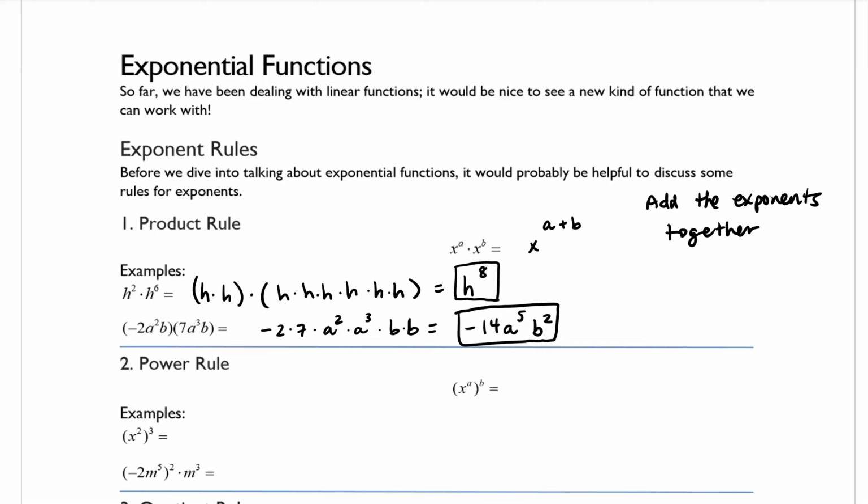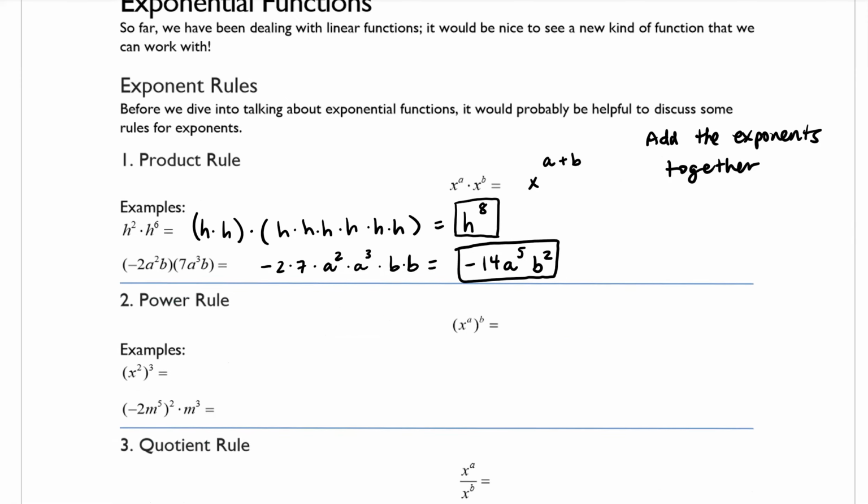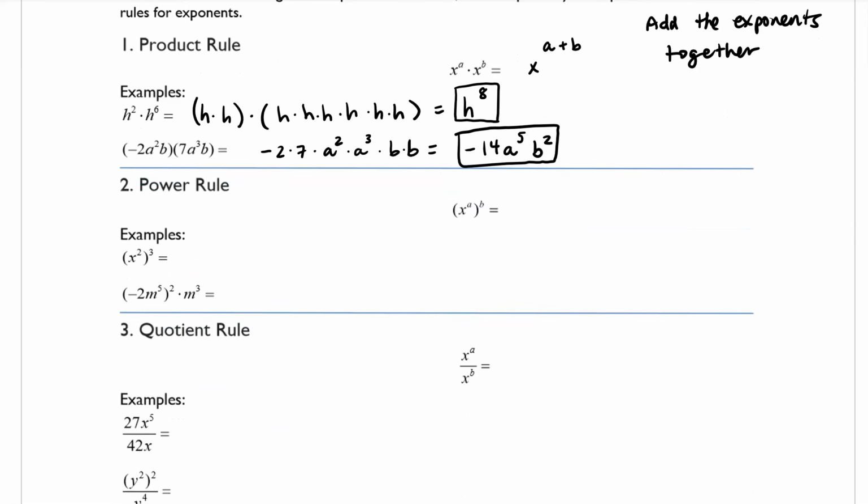Okay, now let's talk about the power rule. So here we have x squared, cubed, and if I were to rewrite that, that would look like x squared times x squared times x squared. Since we're cubing it, or raising it to the power of 3, there will be 3 identical sets of those. So x squared times x squared times x squared.